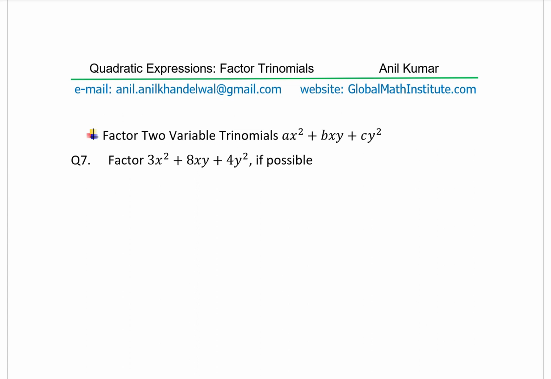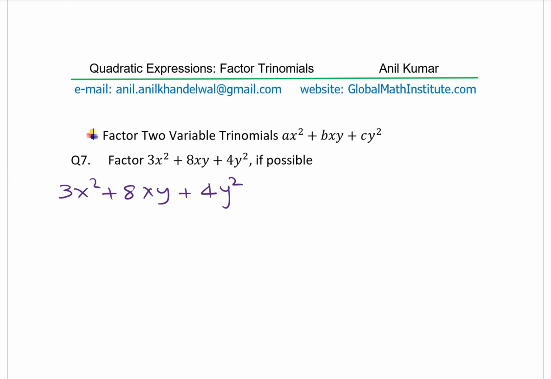So in this case, we have x and y, two variables. Question number 7 for you. Factor 3x squared plus 8xy plus 4y squared if possible. Now this term, if possible, is very important. You cannot really factor all the trinomials. You should have a combination of product and sum, right? Okay, let me rewrite the question, which is 3x squared plus 8xy plus 4y squared.